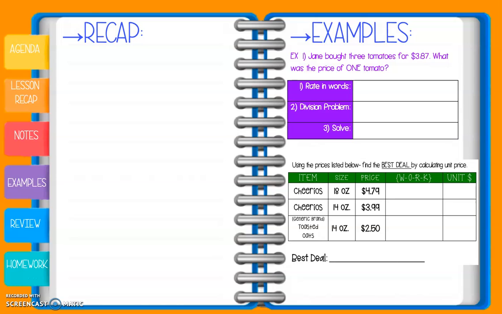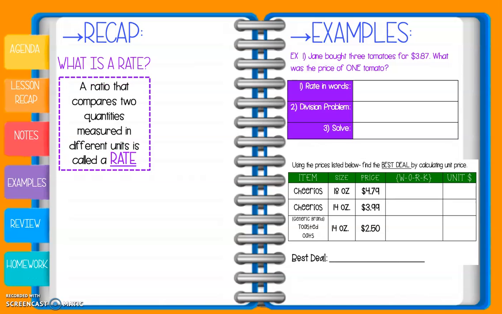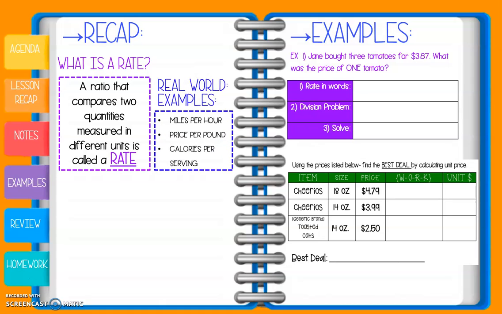Alright guys, today we talked about unit rate, but we talked about a specific type of unit rate called unit price. So let's do a quick review. What is a rate? This is what we talked about yesterday in class, but a rate is a ratio that compares two different quantities measured in different units, and we call that a rate. So yesterday we talked about some examples like miles per hour, price per pound, calories per serving.